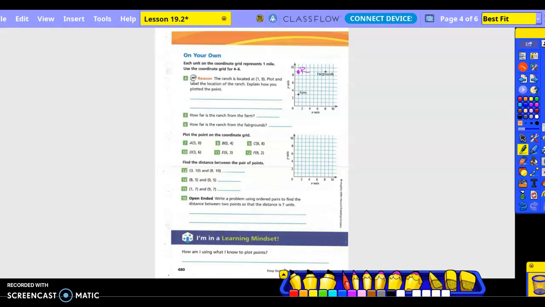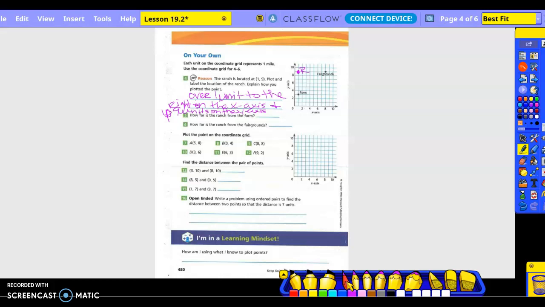Explain how you plotted the point. So we just did that. We went over 1 unit to the right on the x-axis and up 9 units on the y-axis.